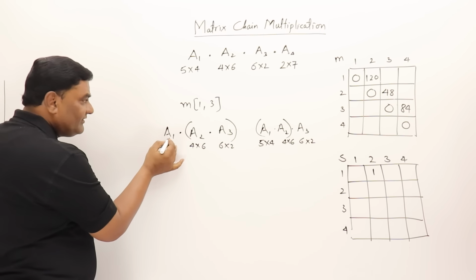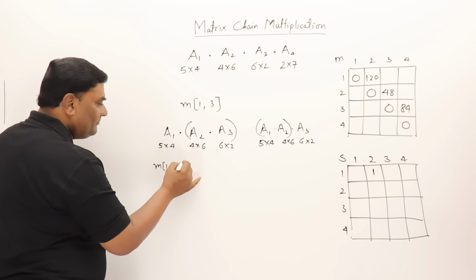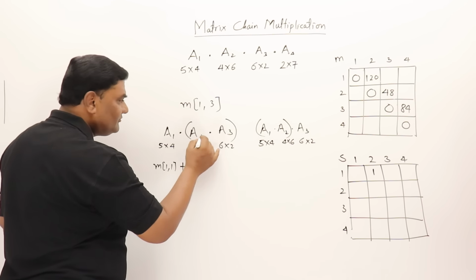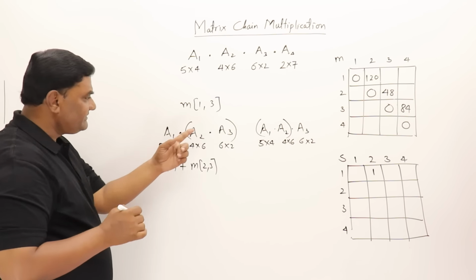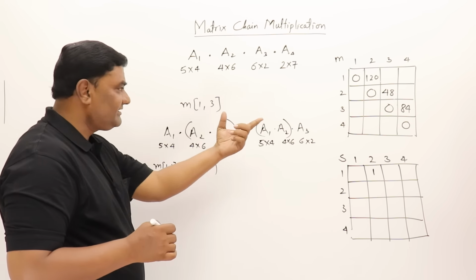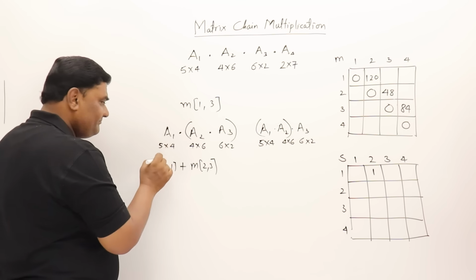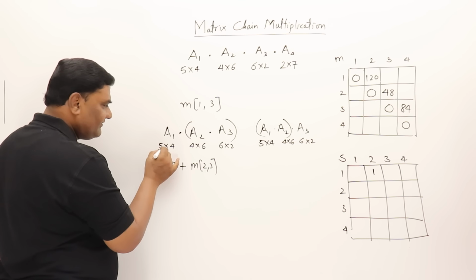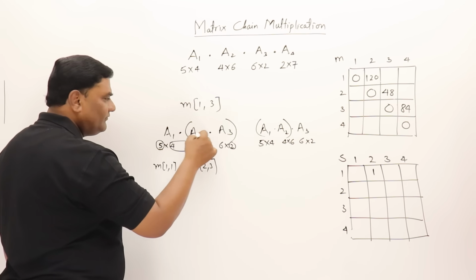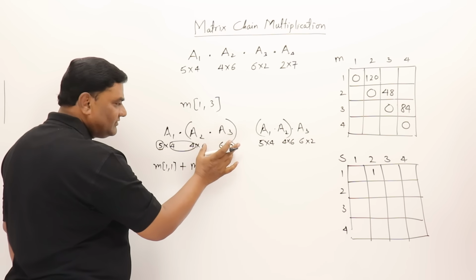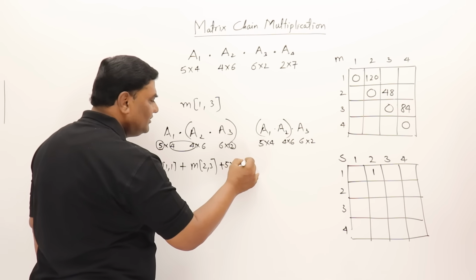Now what is the cost of the first possibility? This is nothing but M of 1 comma 1 plus the cost of A2 to A3, M of 2 comma 3. Then what is the cost of this multiplication? See, this is already done, we know the cost, right? 2 comma 3 I have written. I want to know only this multiplication, just one multiplication. This depends on the dimensions. So what are the dimensions? 5, 4, 2. The result of A2 A3 will be 4 cross 2. So 5 into 4 into 2.